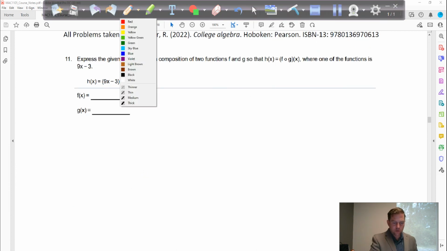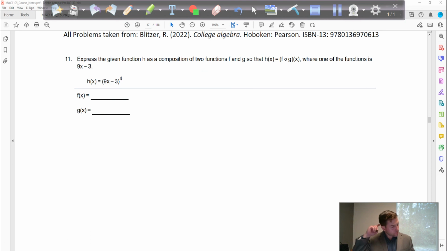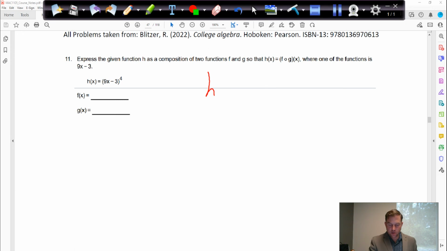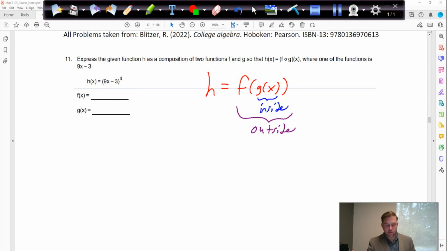Okay, 11 and 12 you'll probably find to be pretty simple. We want h to be a composite function, so we want h to be f of g of x. So we just have to look at this as two things. G is the inside function, and f is the outside function. So you just have to look at these h's and decide what's inside, what's outside.